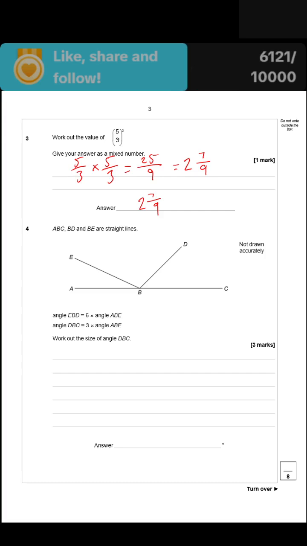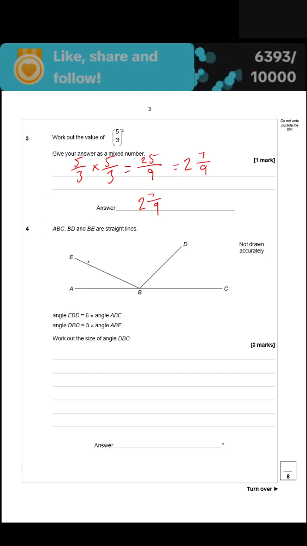So this could appear in OCR as well, for those who are asking. I haven't made any predicted papers for OCR because it's quite a small cohort who do it. There's a lot of time and effort that goes into making a predicted paper. So this is Higher, but it could be on the Foundation as well. This is the crossover section.